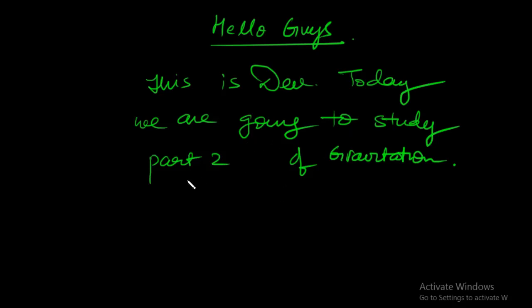Today we are going to study part 2 of gravitation, okay? So earlier I had taught you the gravitation due to a ring, okay? This was the ring and we calculated the gravitational force. These were the components if you remember in my last video, and I just resolved them along this line because resolving along this axis would cancel out the vertical components, alright?